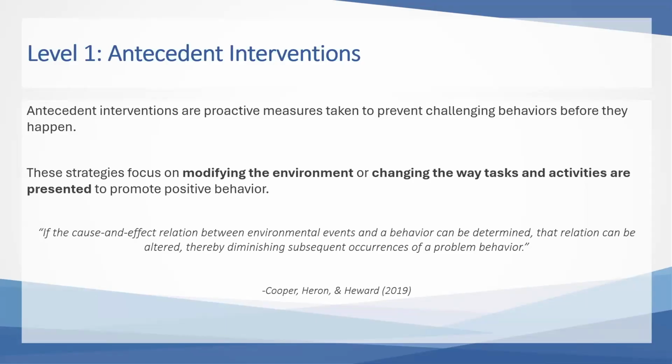And this idea is supported in behavior analysis research. So if we can identify the relationship between environmental events and a behavior, we can change that relationship and reduce the likelihood of the behavior happening again. So in simpler terms, if we understand what's causing a behavior, we can adjust those conditions and prevent it moving forward.